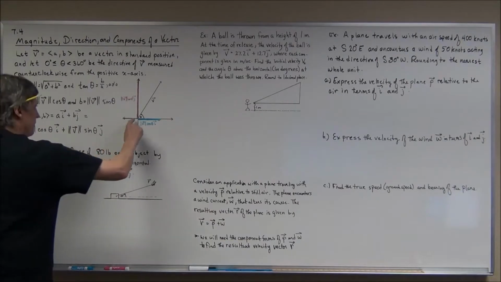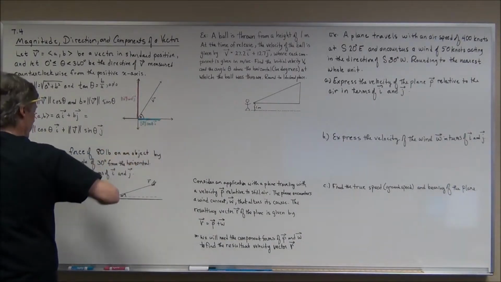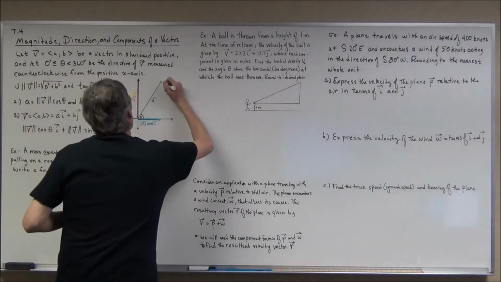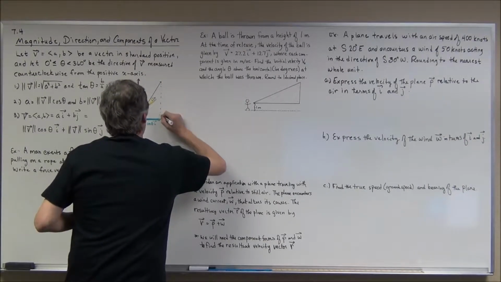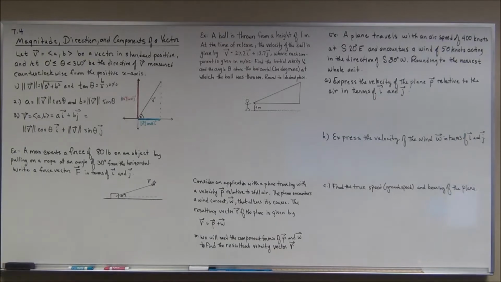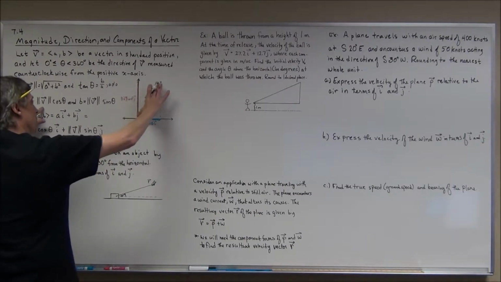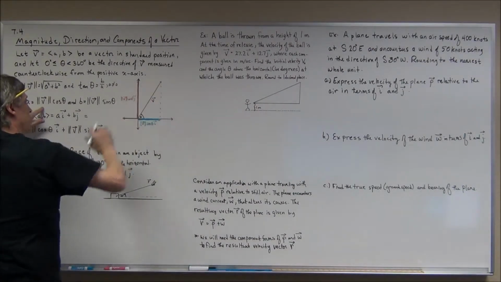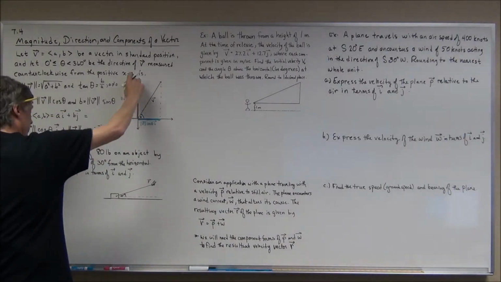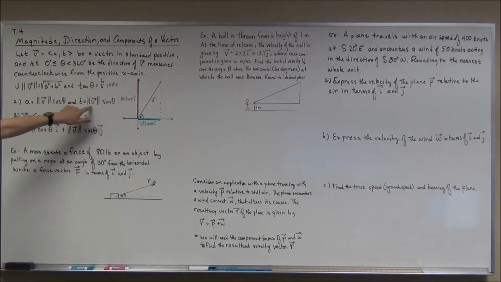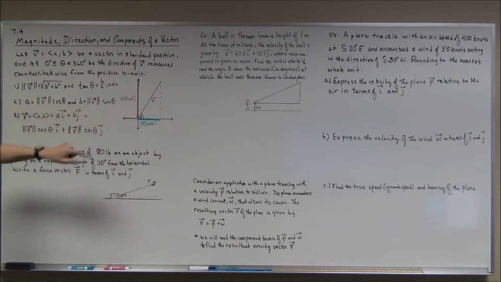Since a is this component here, if I set up my right triangle and drop this down, I have my right triangle there. We can use SOHCAHTOA to come up with the fact that a is equal to the magnitude, the distance of the hypotenuse, times the cosine of theta, and b, the vertical component, is equal to the magnitude times the sine of theta.